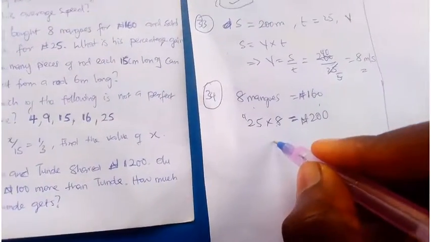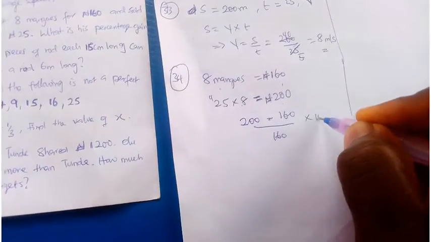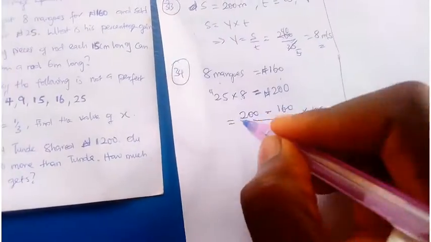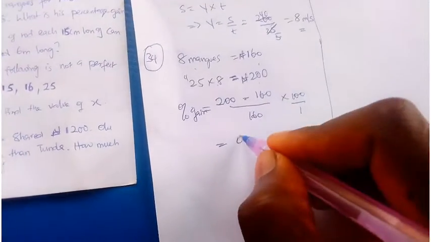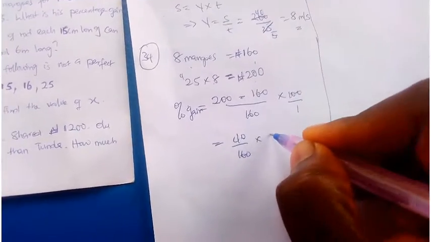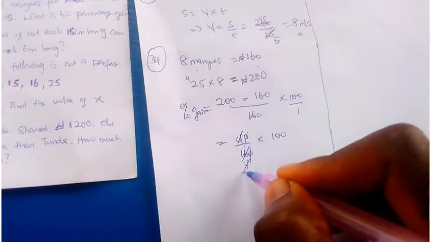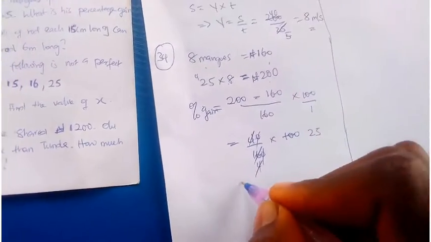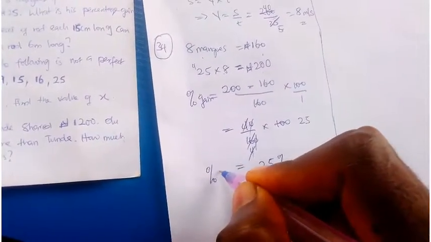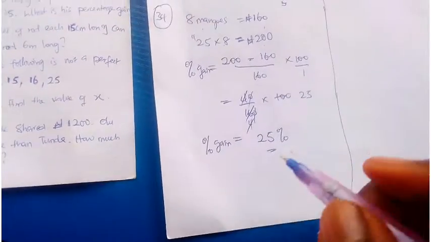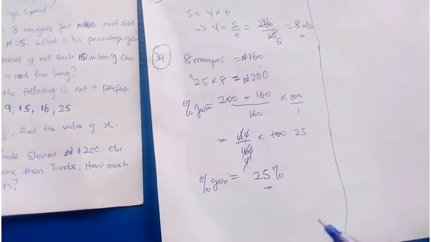What is the percentage gain? Percentage gain now becomes selling price minus cost price over cost price times 100 over 1. In this case, percentage gain equals this, so this now becomes 40 over 160 times 100. 0 cancels 0 here, 4 here, 4, 4 here, 25. So it means his percentage gain is 25%. He has a gain of 25%. That is all for that. Percentage loss becomes cost price minus selling price over cost price times 100 over 1.